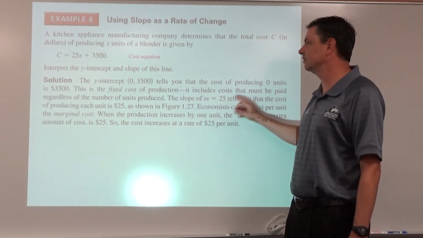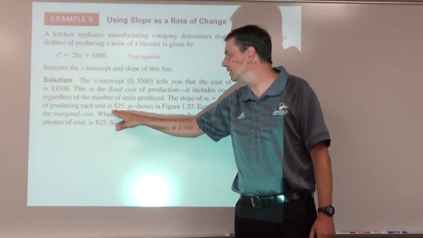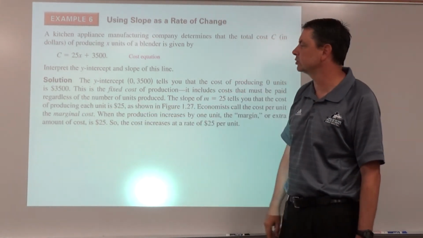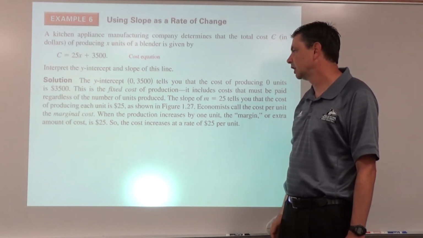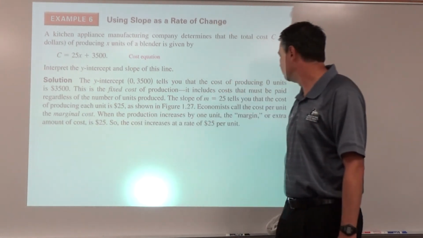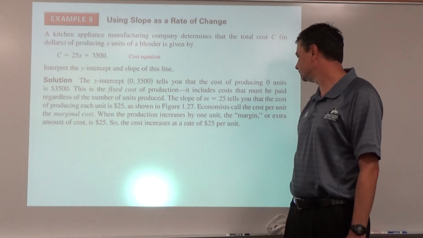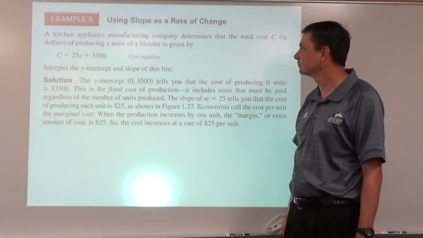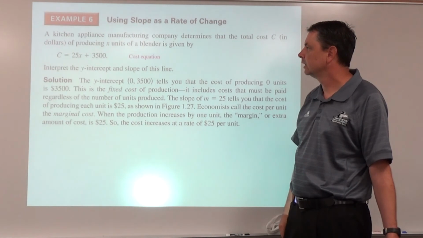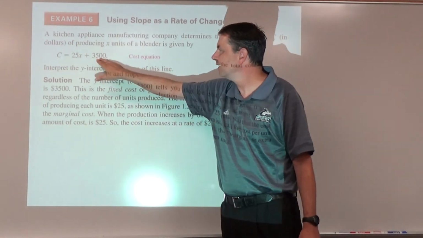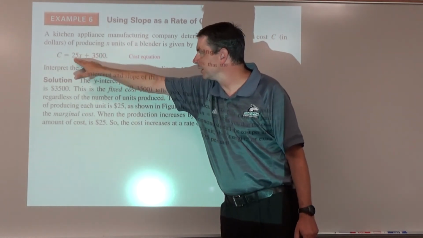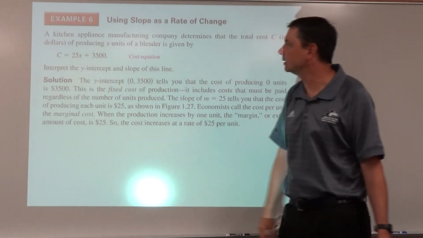The slope is the variable cost. So beyond that, each unit produced costs 25 dollars per unit to produce. So they're saying that's a marginal cost right there. So interpret y-intercept and slope. That's what we're kind of going through. Fixed cost, variable cost, right there.